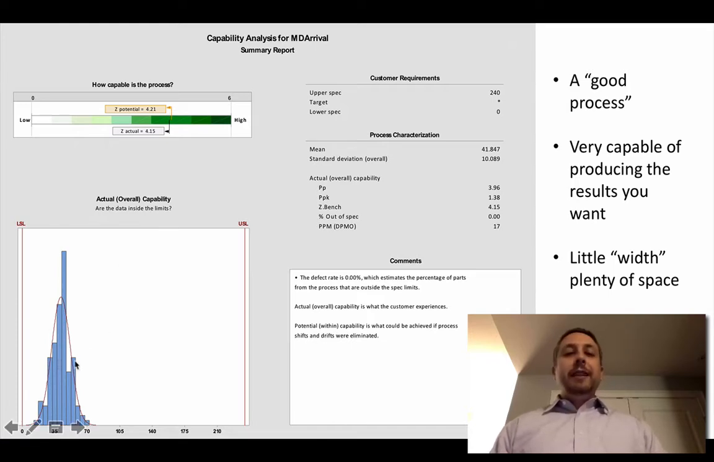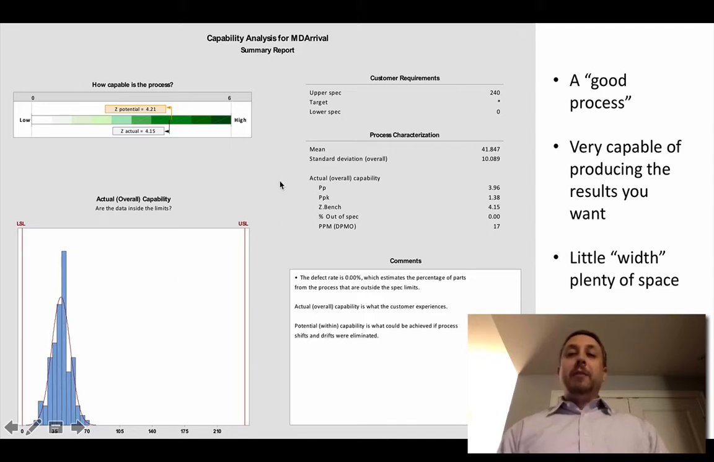So here you can see that the width of this curve is about this much, and compared to this upper spec limit and lower, least amount of time it could ever take, which is often 0 when it comes to time, you can fit many of these distributions between the upper and lower spec limit. The width of the distribution is small compared to the lower and upper spec limit.